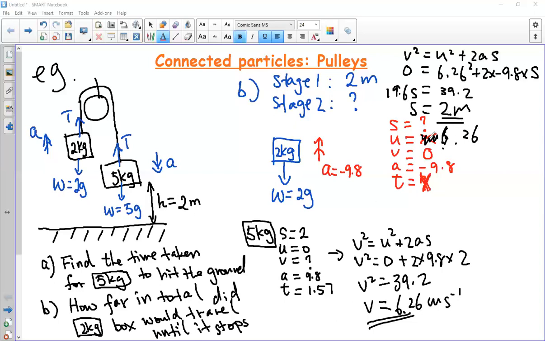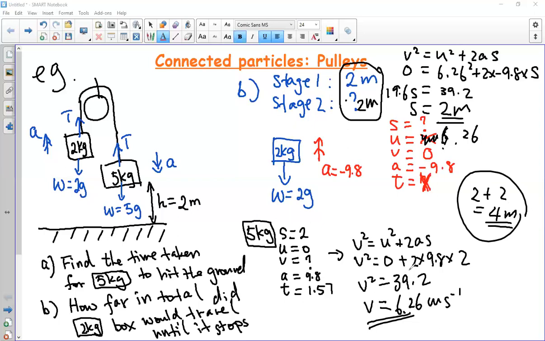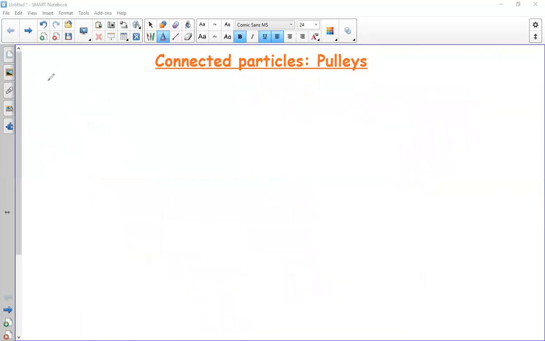Okay, so that means stage 2. After the heavy box reached the ground, the 2 kilogram box continued to move upwards by another 2 meters. So altogether, in total, we have traveled 4 meters, assuming it is possible. Great. So that's our first type. It took us a little bit longer, but that's okay. Let's have a look at the next one, which is our type 2.